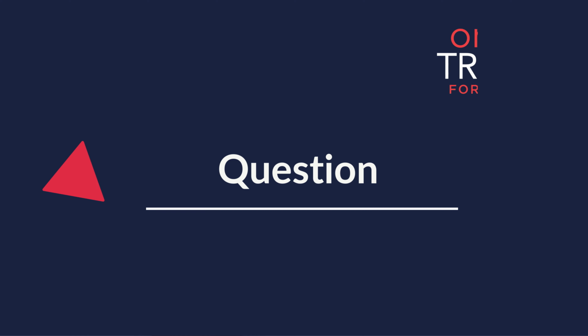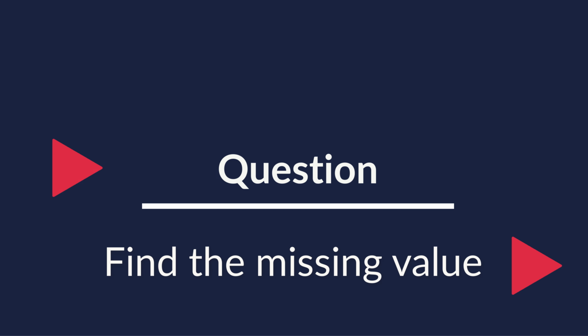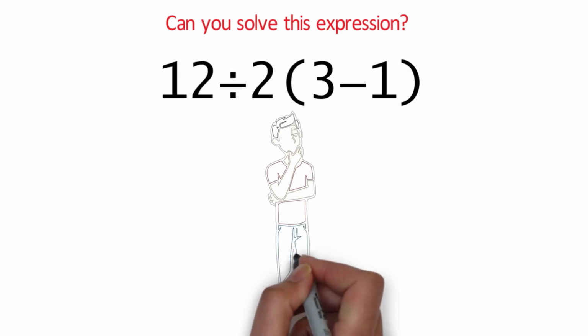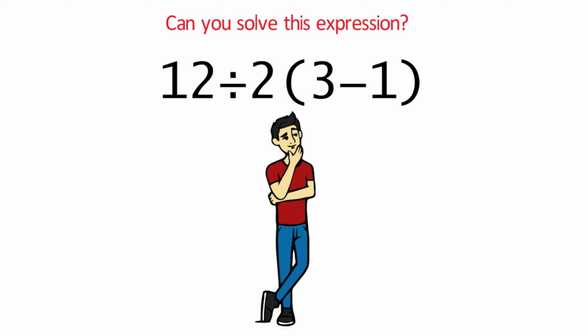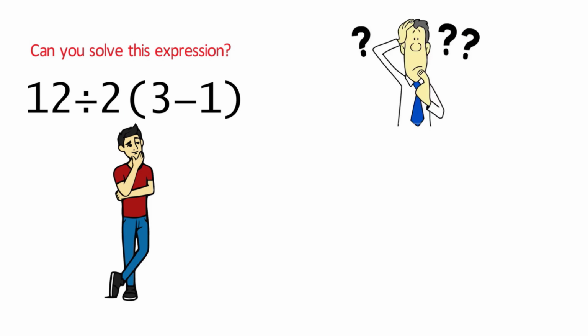Here's the interesting question, which is easy to understand, but at the same time you will have a lot of fun solving it. You need to calculate the simple expression 12 divided by 2 and then multiplied by the value in parentheses, which is 3 minus 1. Take a look closely and see if you can come up with the answer.